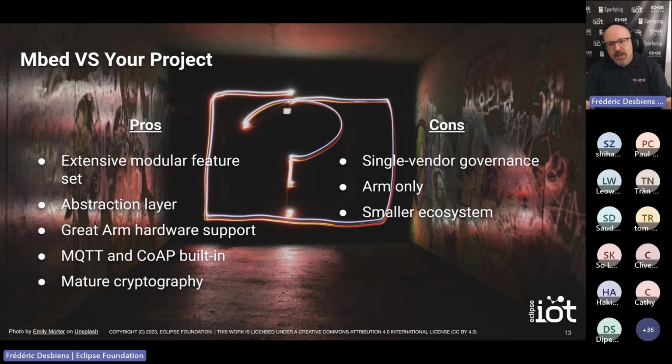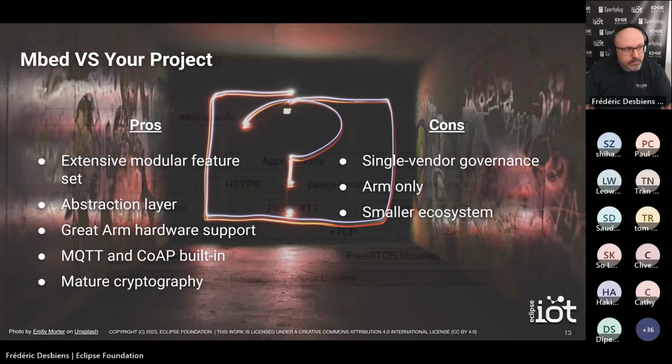However, Mbed is about a single vendor. That's the thing. Yes, there are ecosystem partners, but ultimately it's ARM pulling the strings at the top. And there is some level of danger there. Of course, it's focused on ARM only. So if you like RISC-V, and I like RISC-V a lot, then of course Mbed is not for you. And the ecosystem really for Mbed is smaller compared to competing solutions.